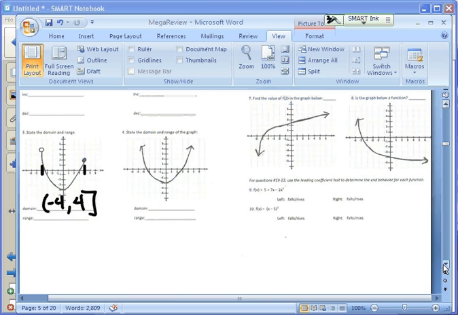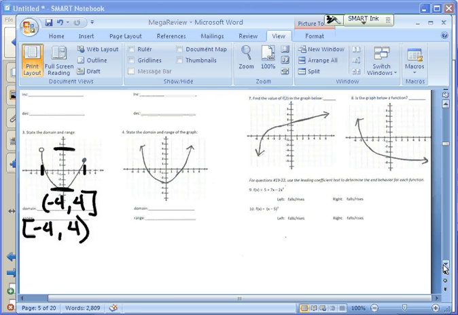Now the range is the y values. It starts way down here at -4, but it does hit -4 actually. There's no open circle there, so I put a bracket. And it goes all the way up to +4, which does have an open circle, so I put a parenthesis. Domain is x, range is y.